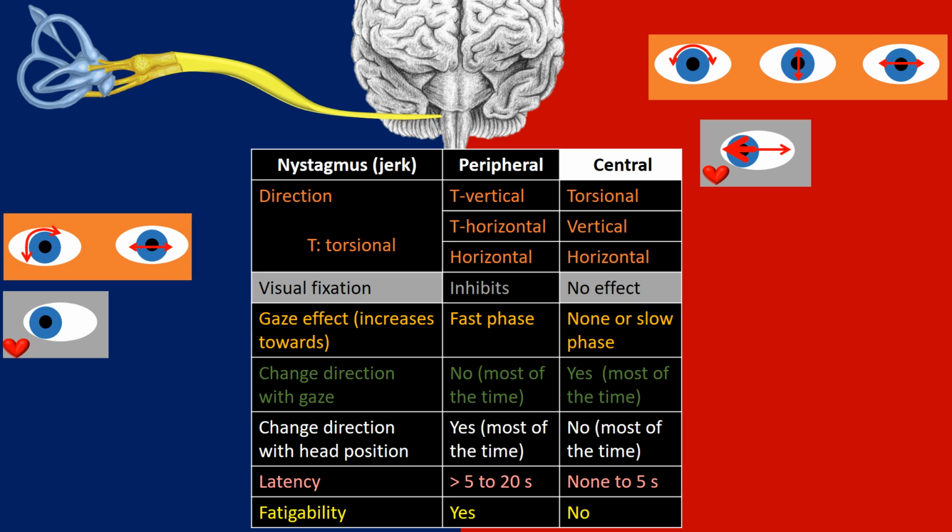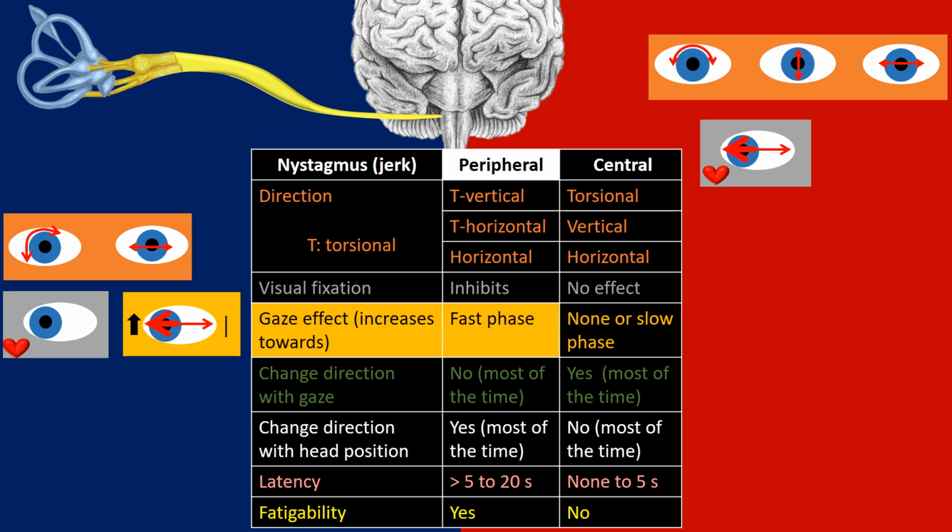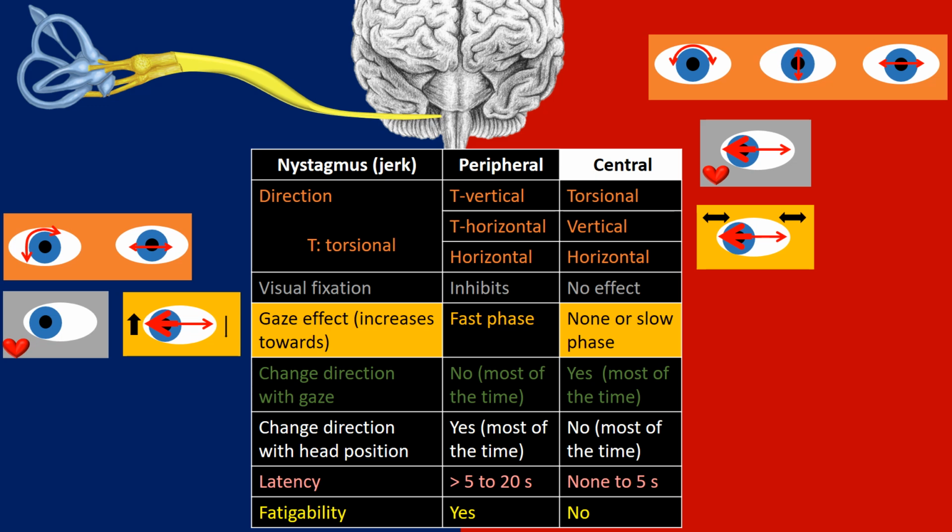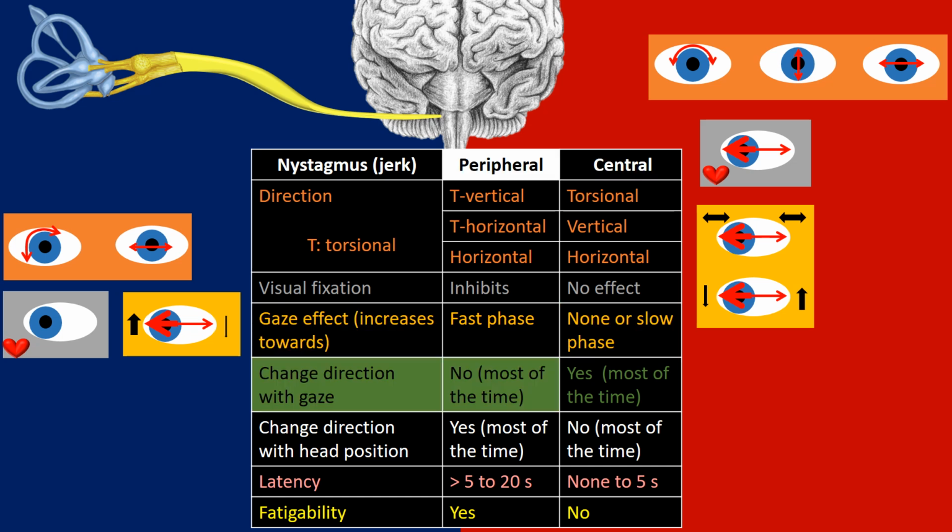In this one and in the future added figurines, the thicker arrows express the fast component of the nystagmus, the thinner arrow the slow component. Peripheral jerk nystagmus increases in amplitude and frequency when looking towards the side of the fast component. Central jerk nystagmus intensity does not change with change in gaze direction, or increases when looking towards the side of the slow component. Peripheral jerk nystagmus does not usually change direction when gaze direction is shifted.